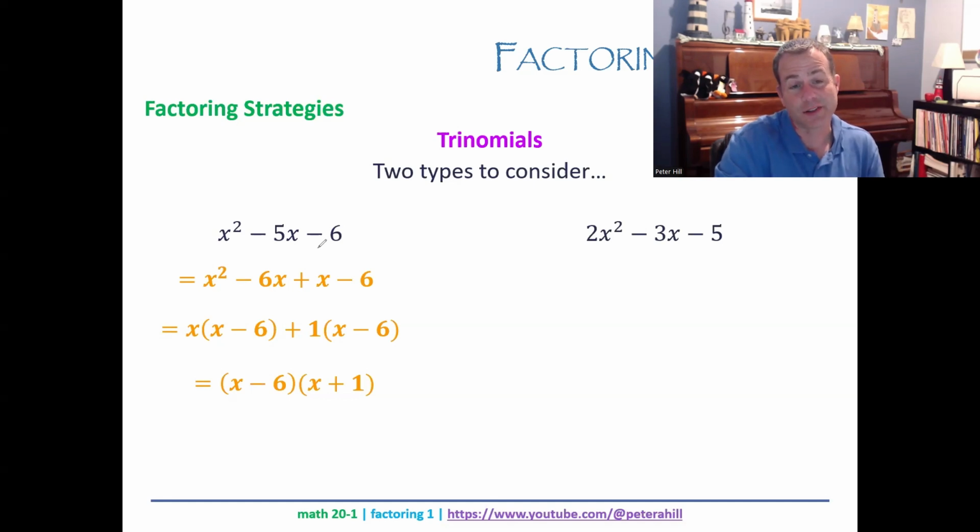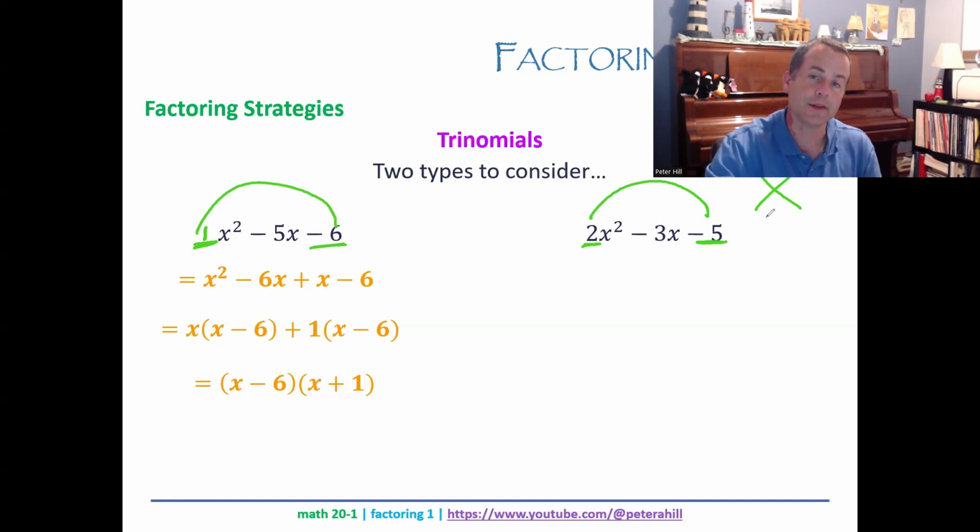It was negative 6 on the last question, but really it was 1 times negative 6. You always have to take into account both of these numbers. So here, I'm looking for two numbers that multiply together to give me negative 10 and add together to give me negative 3. Those numbers would be -5 and +2.